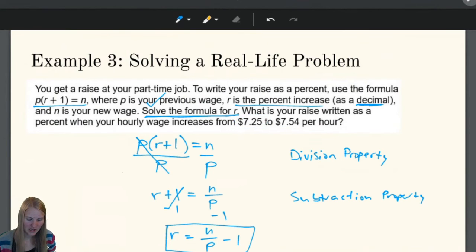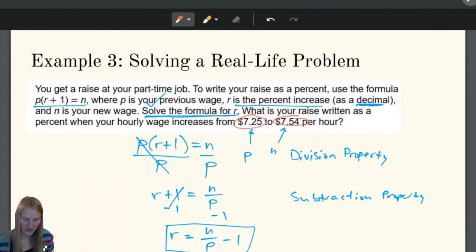Okay, so this is our previous wage, P, because that's what we were getting paid to start with. Now we're getting paid this, so this is our new wage, or N. So we're just going to take, and here, I'll actually do a different color for this part.